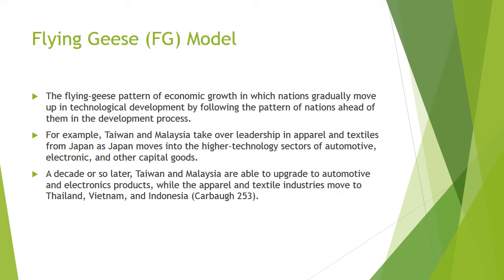The Flying Geese model. The Flying Geese pattern of economic growth is one in which nations gradually move up in technological development by following the pattern of nations ahead of them in the development process. For example, Taiwan and Malaysia take over leadership in apparel and textiles from Japan, as Japan moves into higher technology sectors of automotive, electronic, and capital goods. A decade or so later, Taiwan and Malaysia are able to upgrade to automotive and electronic products, while apparel and textile industries move into Thailand, Vietnam, and Indonesia.